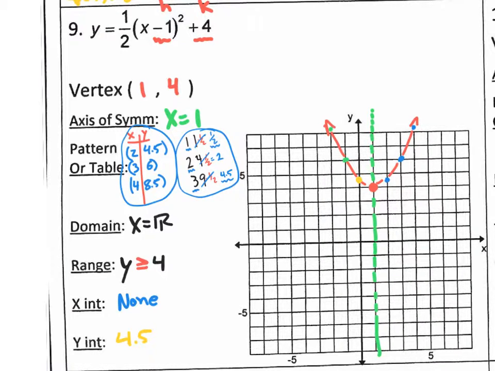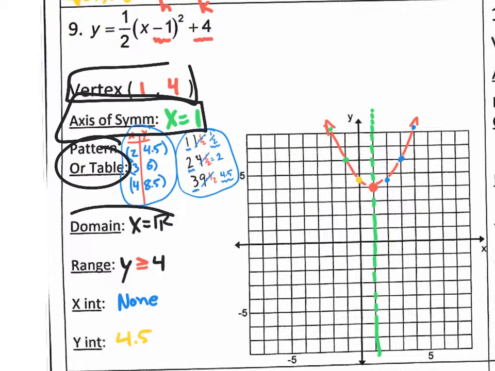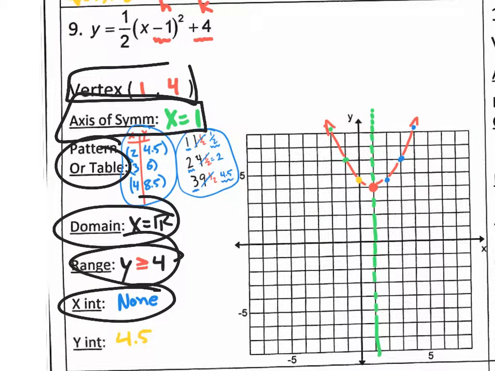So you get 1 point for each of these, right? The vertex is a point, the axis of symmetry is a point, the pattern's a point, the domain's a point, the range is a point, the x-intercept's a point, the y-intercept's a point. And you get a couple of points for graphing correctly, of course.